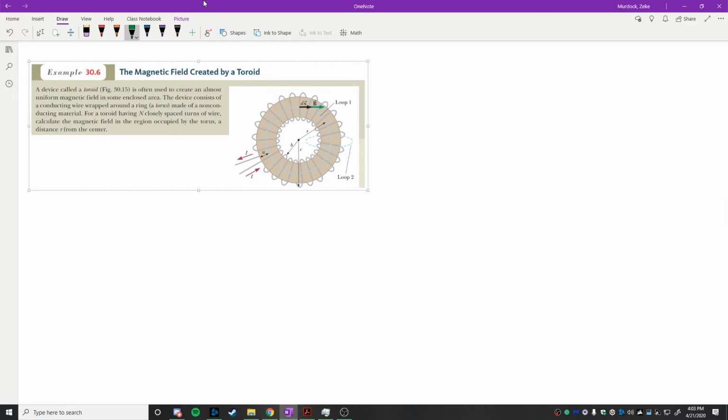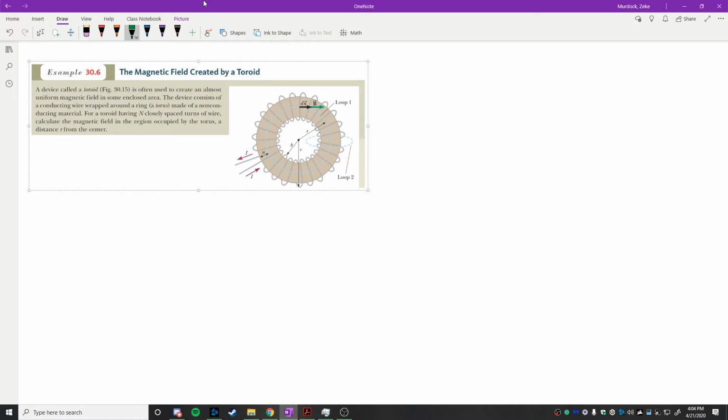It's often used to create an almost uniform magnetic field in some enclosed area. The device consists of a conducting wire wrapped around a ring or torus made of a non-conducting material. So the torus could be cardboard, a piece of plastic, or carbon, something like that. It has closely spaced turns of wire, and we want to calculate the magnetic field in the region occupied by the torus at a distance r away from the center.